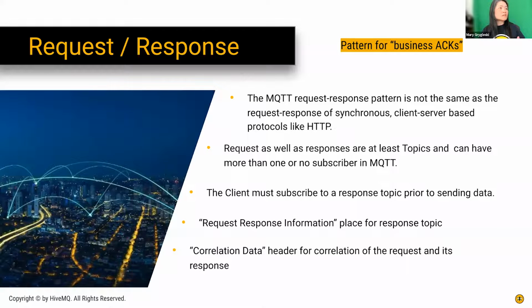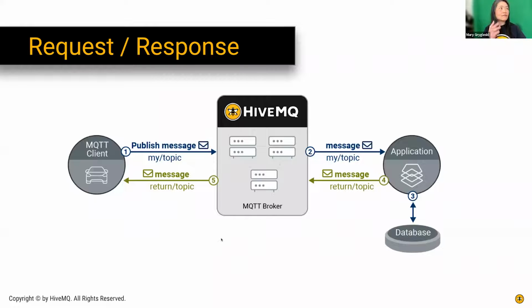So basically, request response information provides the place for the response topic. And then there's also a correlation data header for the correlation of the request and its response. That's where I think the strength is, because pub-sub is very much an asynchronous type of protocol, and there wouldn't be any correlation between the request and your response. But this request response feature allows you to have correlation data placed in the header to associate your request and its response. That's one of the ideas of having this pattern.